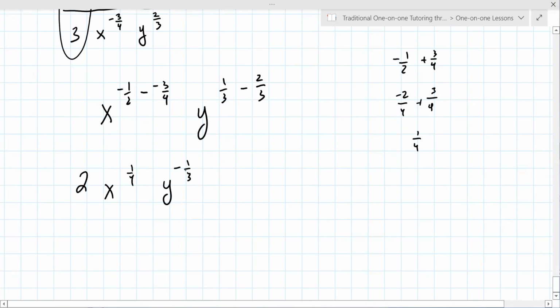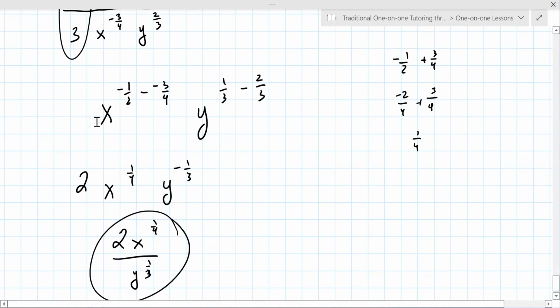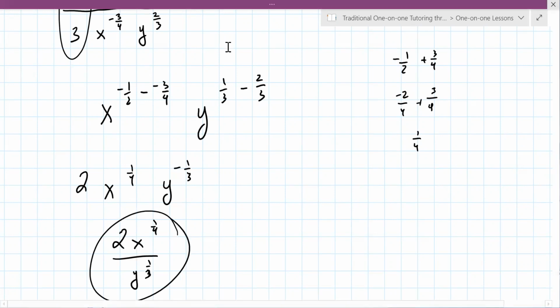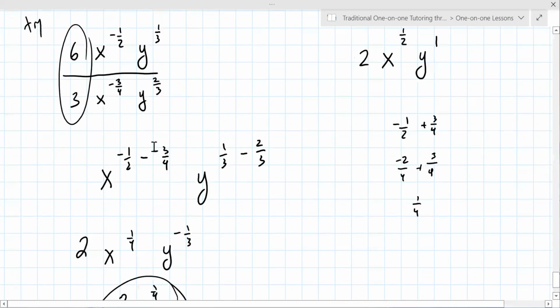Right, and then what do we do with this negative exponent here? You flip it. Yeah, you move it to the bottom here. So 2x to the 1/4 over y to the 1/3, like that. Okay, let's have you try one more here. Just really try to follow subtracting negatives, keeping whatever it is.